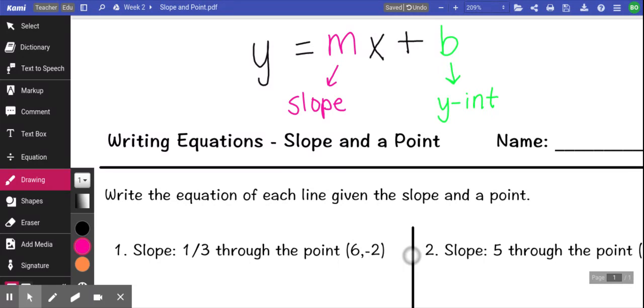I'm here to explain how to write an equation of a line given the slope and a point. So before we go through the first problem, I just want to remind you guys of the equation of a line, which I have up here at the top. It says y equals mx plus b. Remember, the m is the slope and b is the y-intercept. So whenever you're writing the equation of a line, you need those two things. You need slope and y-intercept to create your equation.